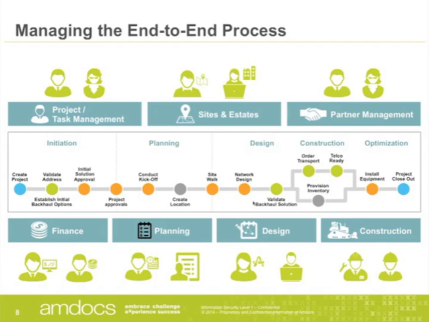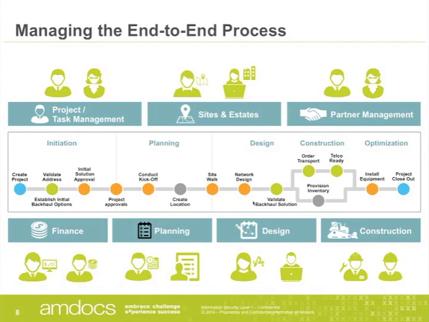Now, looking at the end-to-end process, if you look at the main process flow in the middle of this diagram, you see a typical rollout plan. You have the initial project creation, an initiation of the project. You may have a plan of demand system driving into this to provide information about where to place your small cells, for example. And then you've got the process running through planning, design, construction, and optimization.